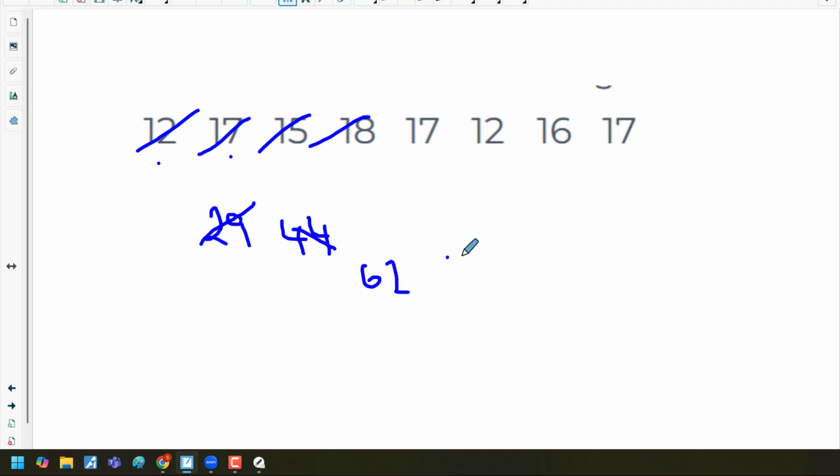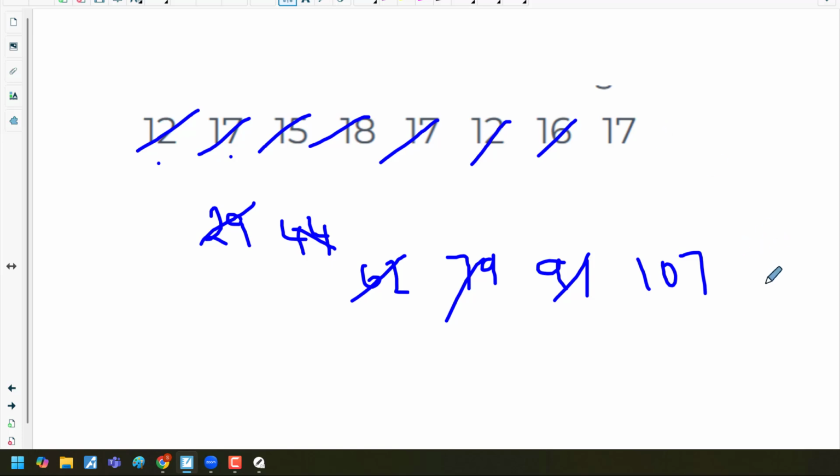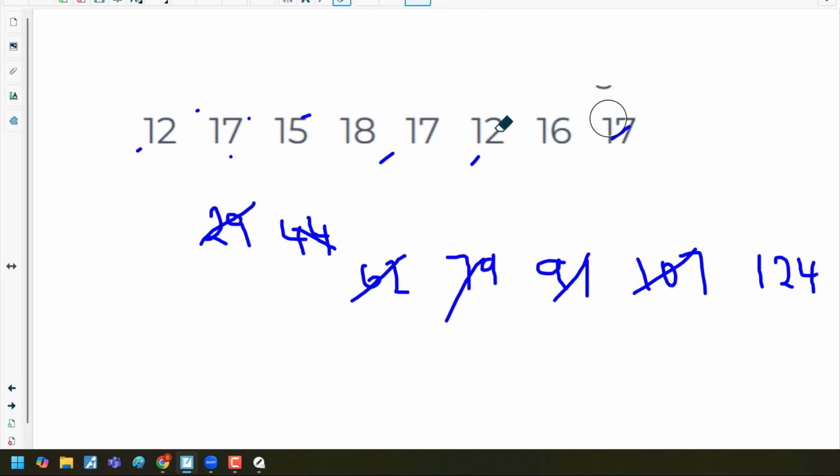All right. 12 and 17, what is that? That's like 29. 29 plus 15 is 44. And then, let's see, 44 plus 18 is 62. Plus 17 is 79. Plus 12 is 91. Plus 16 is 107. Plus 17 is 124. All right, we got 124 when you add all these up. So you added all the numbers, you got 124.